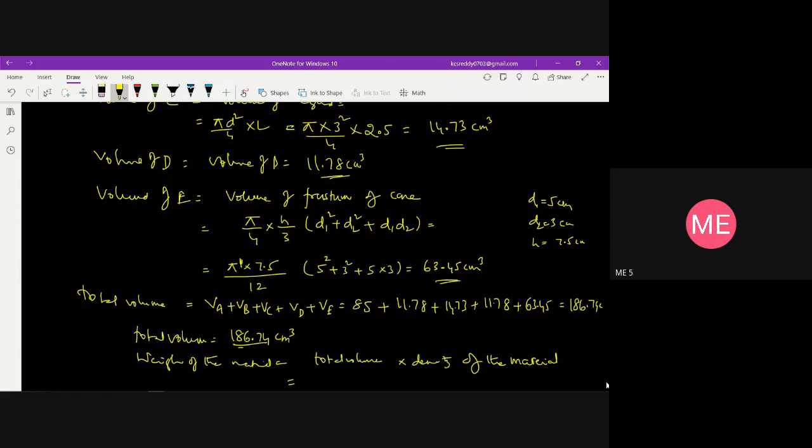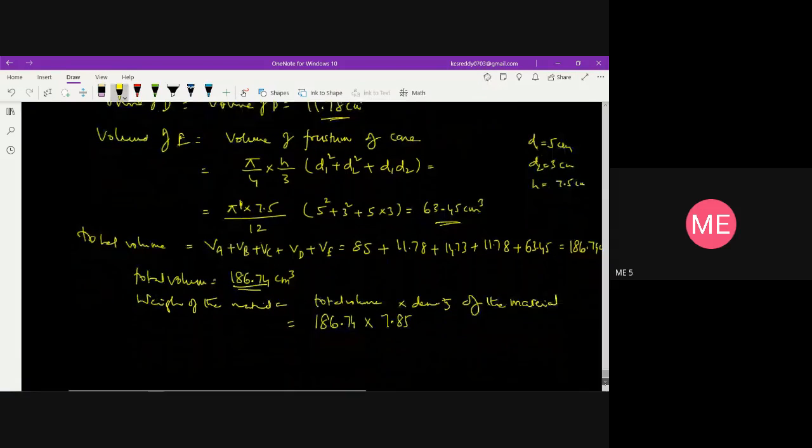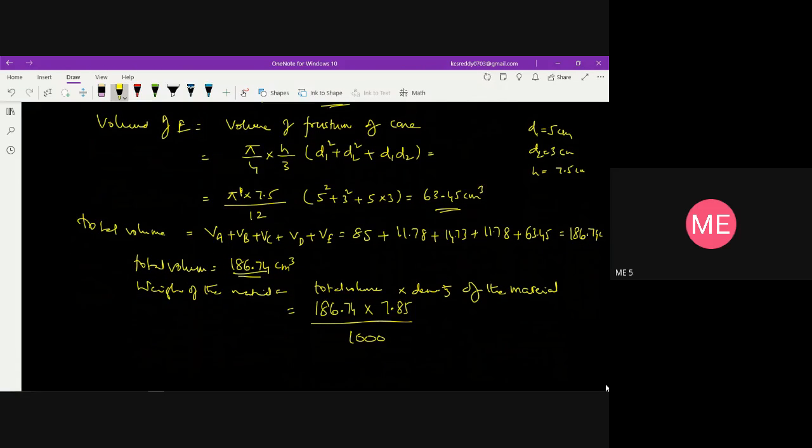So the total volume which I have got is 186.74 into the density, which is given as 7.85 grams per cc. So you are going to get the result in grams. By dividing this by 1000, I'll be getting it in kilograms. So roughly I'm going to get 1.46 kg. 1.46 kg means if I want to make that component, I need 1.46 kg.